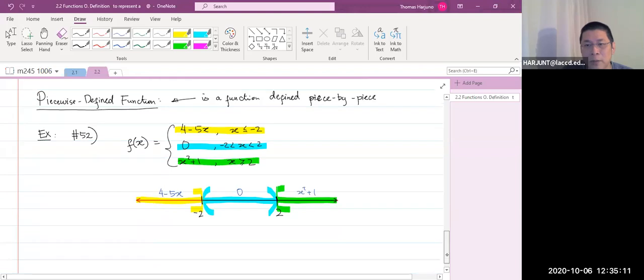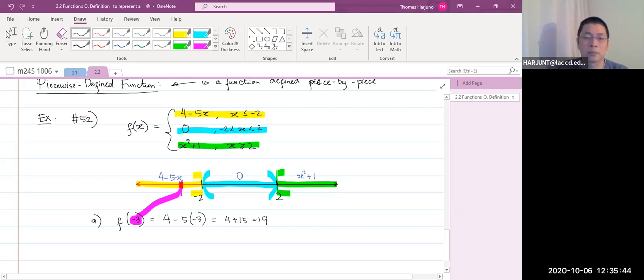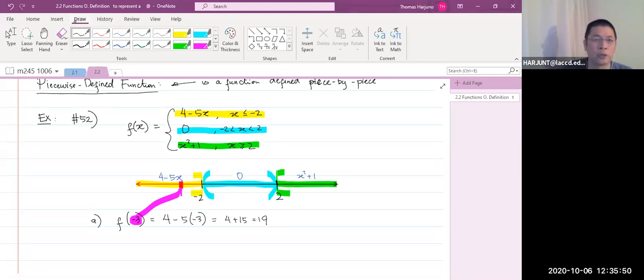So for example, if I need to know part A, what is f of -3, you need to first know where -3 is located. -3 is located in this section, right? That's where -3 is located. So then I need to use 4 minus 5 times -3. You need to know where that x is located to know which rule to use.